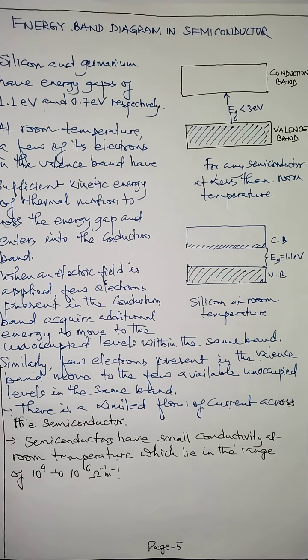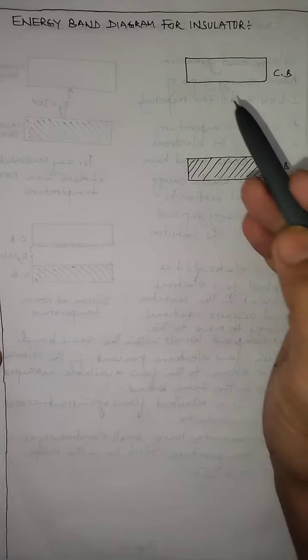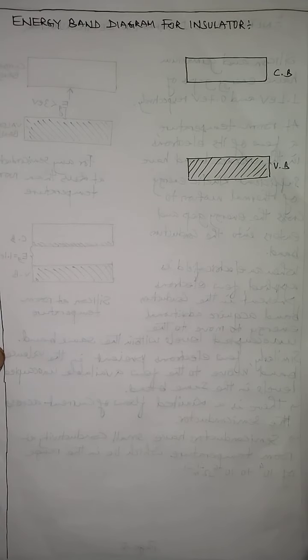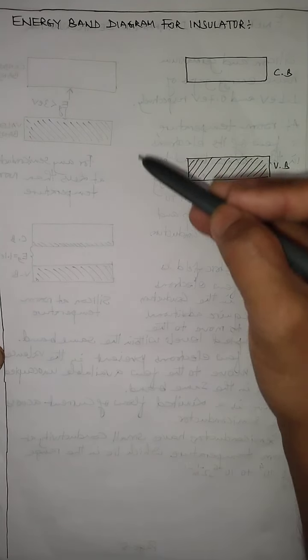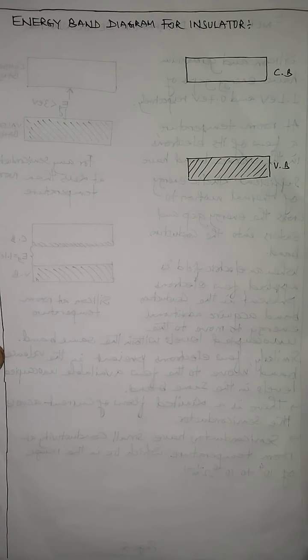Similarly, we can now draw the energy band diagram for an insulator. Now children, you know that insulators are those substances whose conductivity is very negligible and resistivity is very high. There are many examples of insulators, which do not conduct electricity. The energy band diagram of an insulator can be expressed in a similar manner to what we have done for the semiconductor.